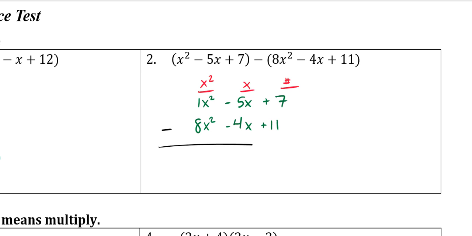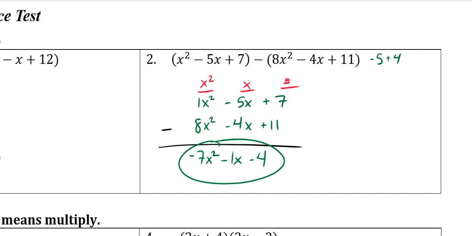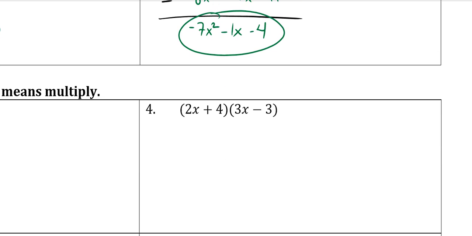You need to be careful with subtraction because most people subtract the first column, but they forget they're subtracting everywhere else. 1 minus 8, that is going to make negative 7x squared. Negative 5 minus a negative 4. Minus a negative is like plus, so this will be like negative 5 plus 4. That's going to make minus 1x. 7 minus 11 will make minus 4, and then you're done. Negative 7x squared minus 1x minus 4.